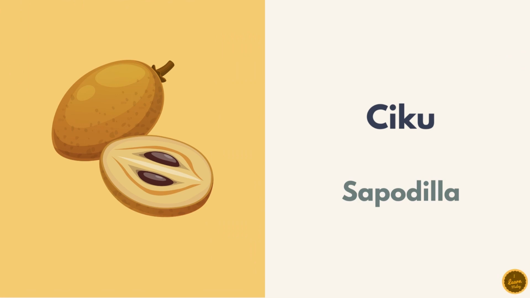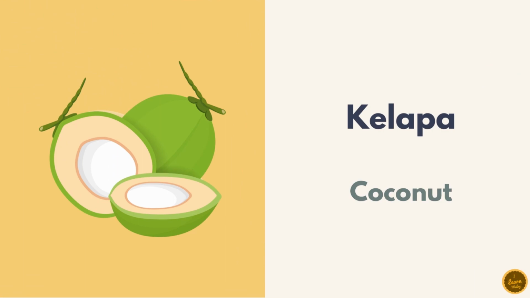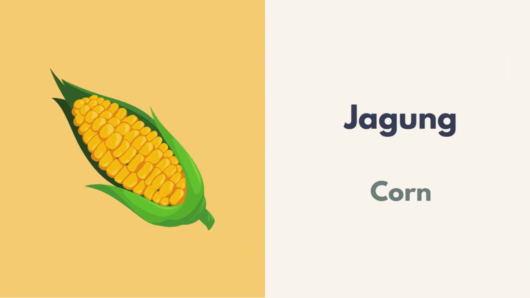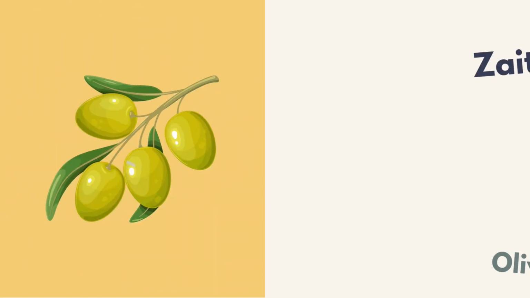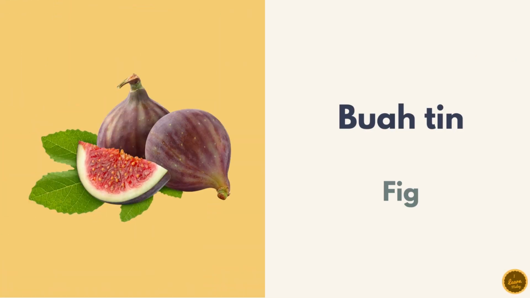Ciku, sapodilla. Belimbing, starfruit. Kelapa, coconut. Tomato. Jagung, corn. Zaitun, olives. Buah tin, fig.